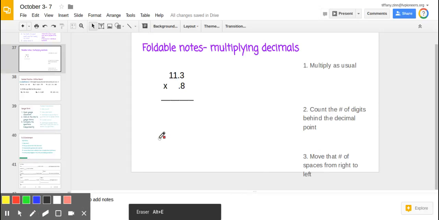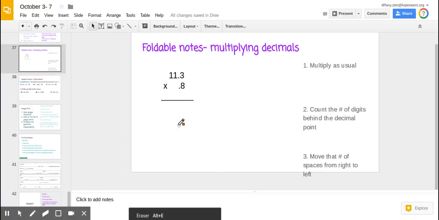Okay, so starting with the one example that's on here, you multiply as usual, so you forget that there are even decimal points in it. You would start multiplying 8 times 3, which gives you 24. Just like you do when you add or subtract, the top digit goes up here, the bottom digit gets dropped below. So 24. And then you multiply 8 times 1, and then you add the 2, just like you do with subtracting or adding. So 8, 9, 10. The 1 goes up here, the 0 drops below.